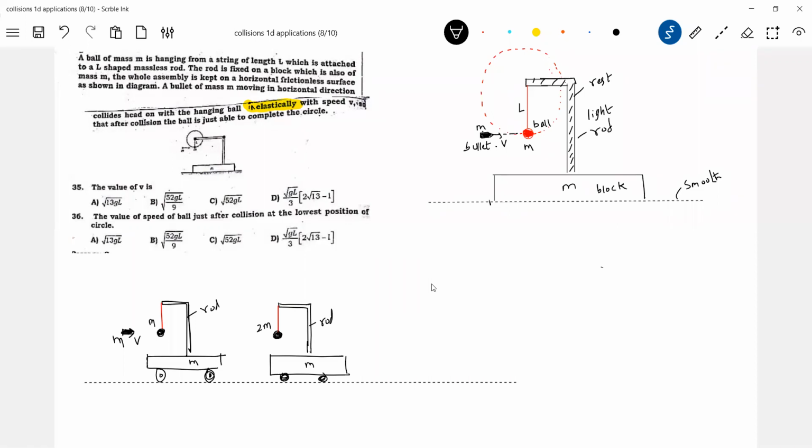Just after impact, only this will be moving, no? Only the bob will have velocity v1. What about the trolley? The trolley will still be at rest just after impact. After a certain time, what happens? As the bob swings, the string will make an angle theta with the vertical, then a tension will act.